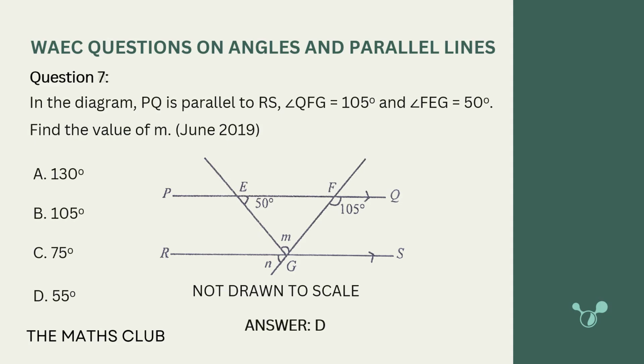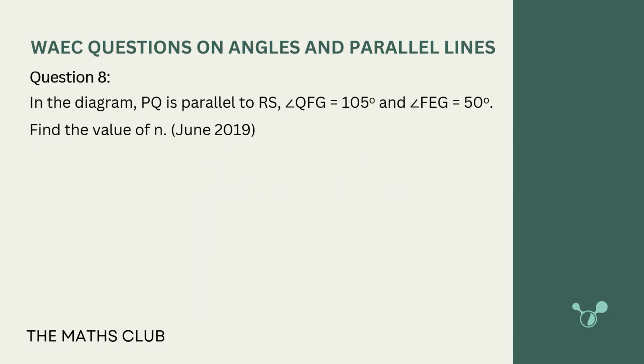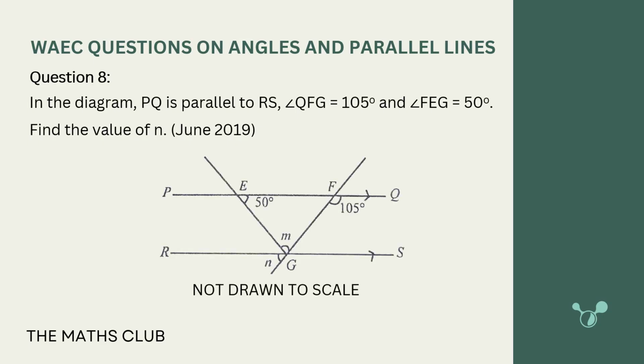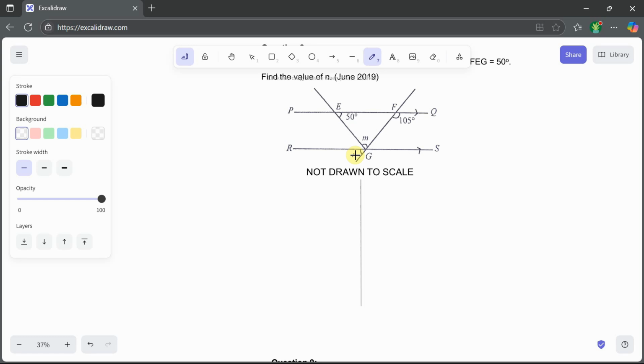Great. Question 8 now says that in the diagram, feeding off the previous question, find the value of n. Same question, but we're trying to find n now. So we knew that this place here was 105 degrees from the previous question and from the Z. If this guy is 105, this guy is n, we know that angles on a straight line will equal 180 degrees. So 105 plus n is equal to 180 degrees, because it's an angle on a straight line.